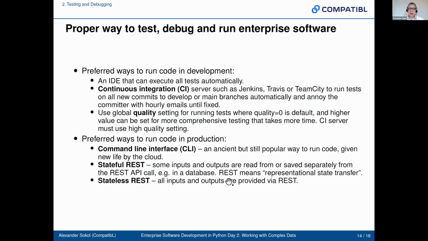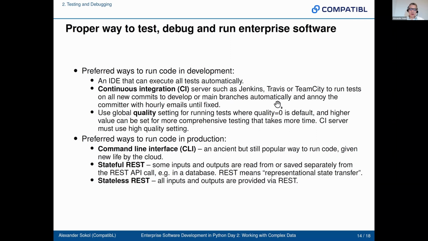Okay, so the preferred way to run enterprise code in development and in production. First, in development, right? You need to have an integrated development environment that can execute all tests automatically. And not only that, but it's absolutely critical that your project also has a continuous integration server, such as Jenkins, Travis, TeamCity, to run tests on all new commits in selected branches. For example, it could be the develop branch or the main branch, right? So the main branch used to be the master branch. It's not the name used anymore. So develop or main branches.